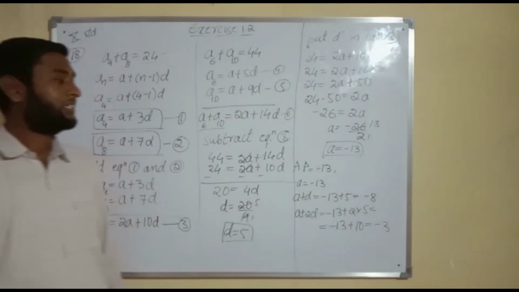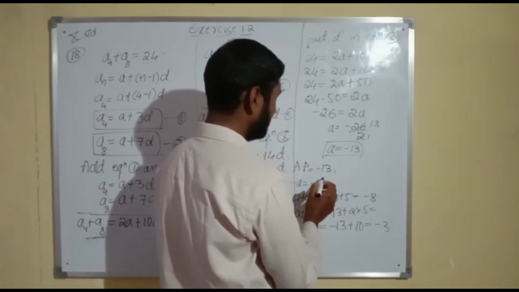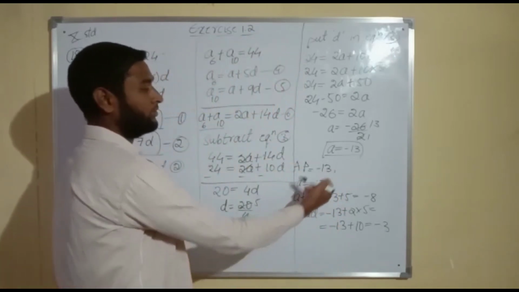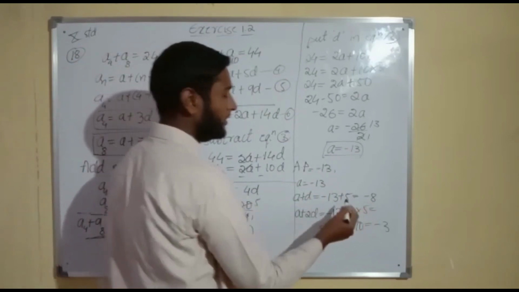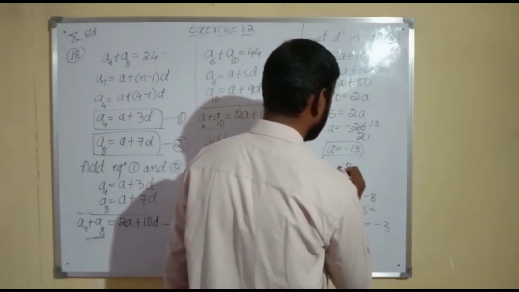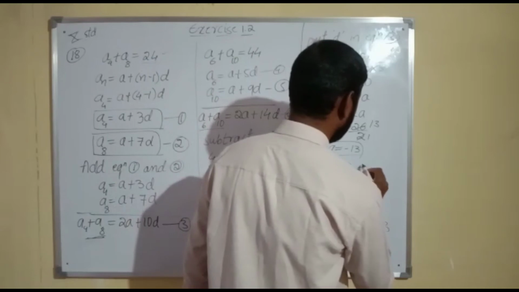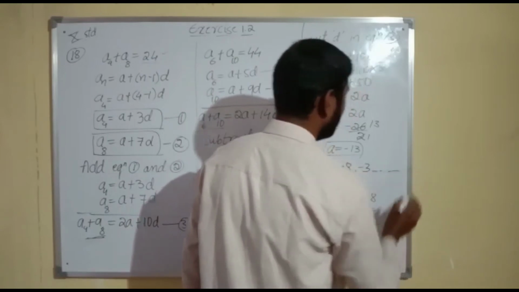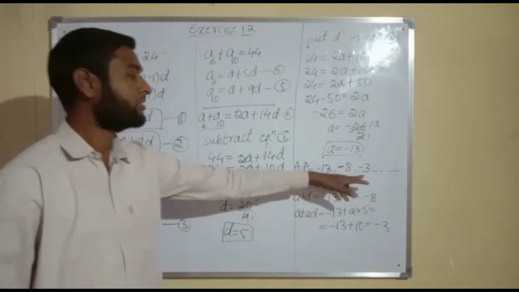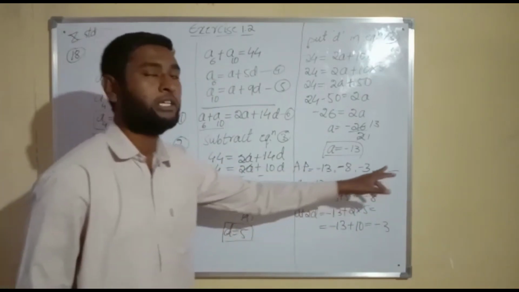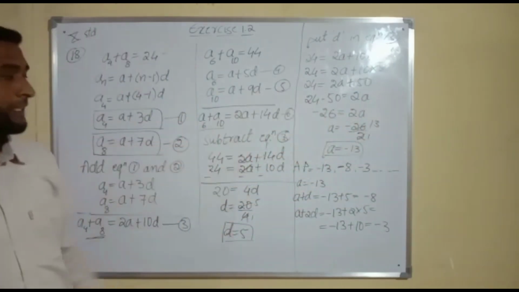So the three terms of that AP will be minus 13, because the first term that we got is minus 13. The second term we got is minus 8. And the third term that we got is minus 3. So like that you can write the further terms too. If you add 5 to minus 3, we get 2, then 7, 12, 17, like that.